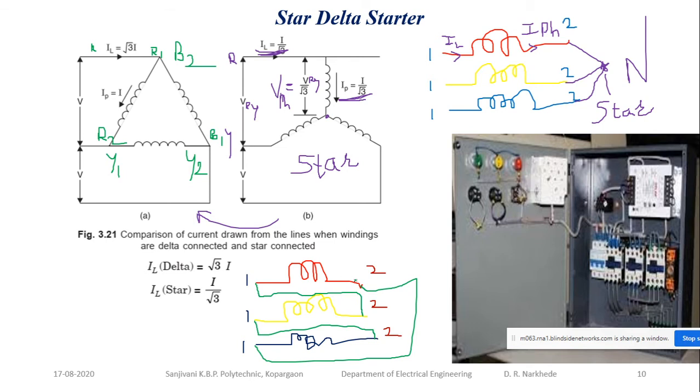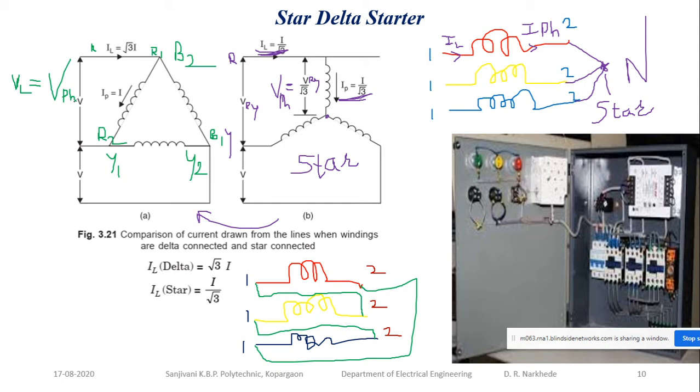And if you see in the delta connection, your voltage is the same. VL is equal to VPH, meaning line voltage is exactly equal to your phase voltage, but my line current is not equal to the phase current. My line current is equal to root 3 times phase current, whatever current flows over there. So this is the difference between your star connection and your delta connection.